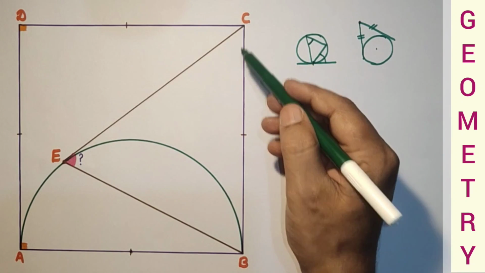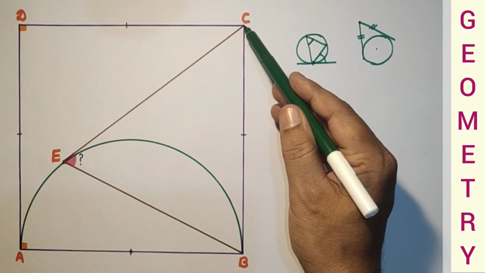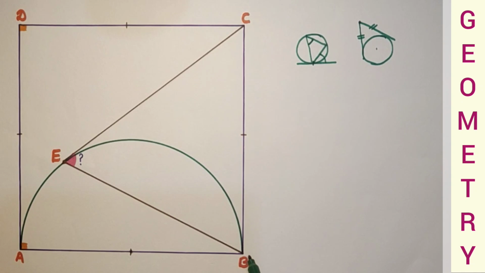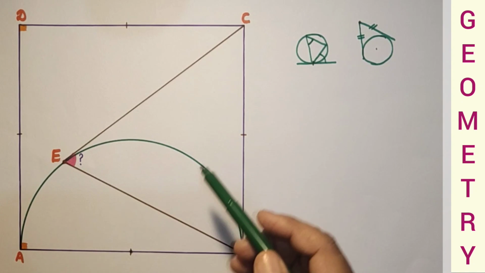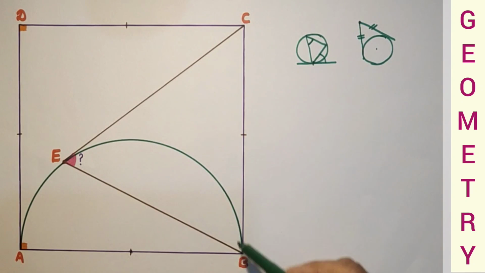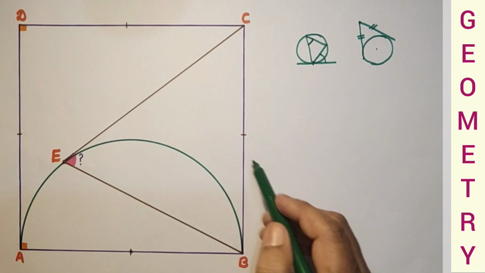In this case, CB is equal to CE because C is the exterior point and from C this is drawn. Because this is 90, CB is a tangent, CE is a tangent also. The radius and tangent at the point of contact will be mutually perpendicular. So CB and CE are equal.